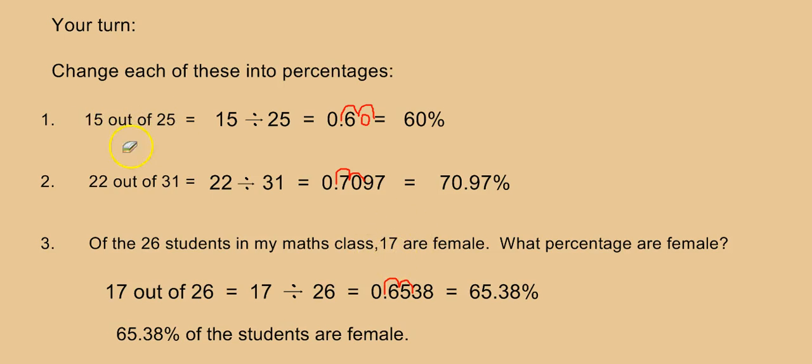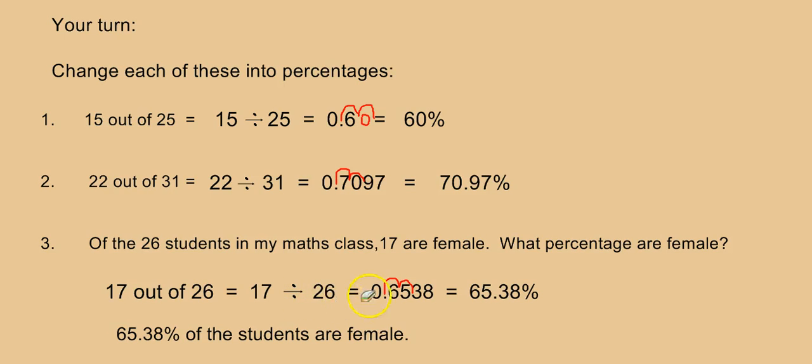And every other question I've put the numerator, or the first number that we're dividing, first in the question. In this one, I turned it around because I really want you to think about it. So, first of all, make the numbers in the question make sense by using the words out of. 17 out of 26 are female.